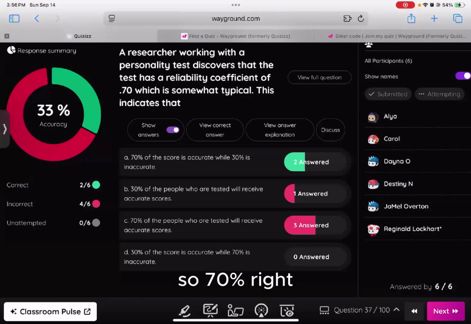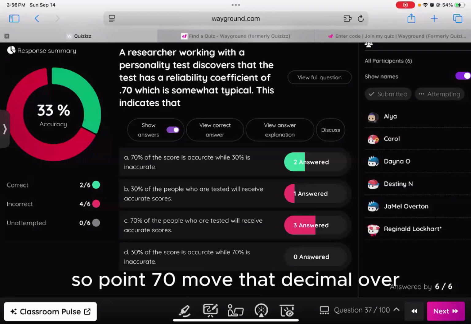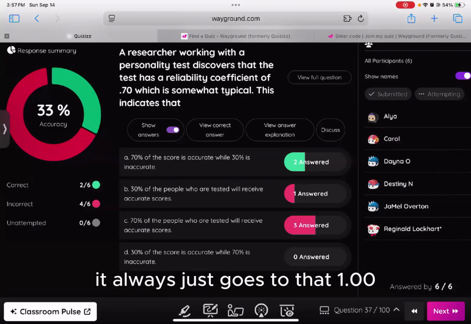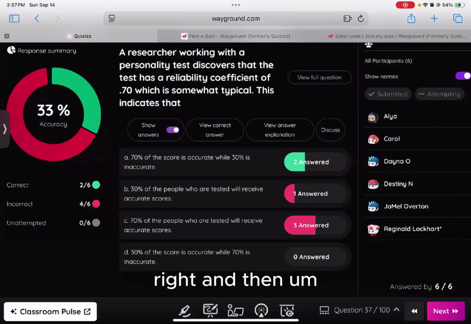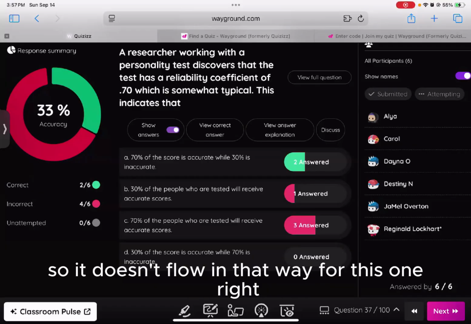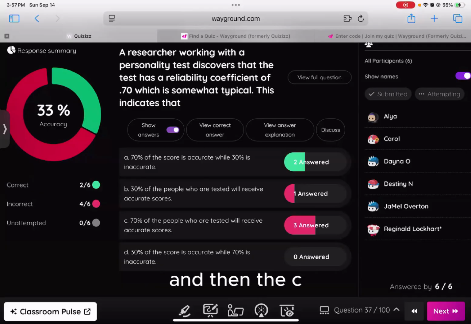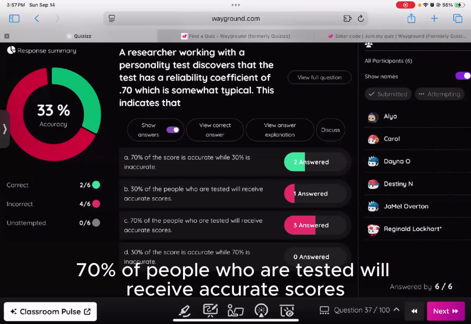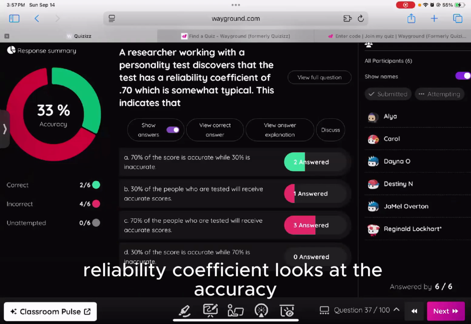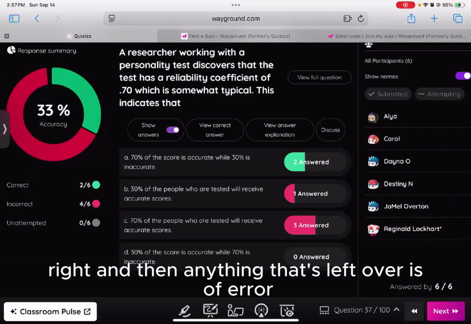So 70%, right? So 0.70, move that decimal over. That means 70% is reliable, while 30%, because 70 plus 30 is 100, right? It always just goes to that 1.00, right? And then B, 30% of the people who are tested receive accurate scores, so it doesn't flow in that way for this one, right? And then the C, 70% of people who are tested will receive accurate scores. So it's just backwards, right? So just knowing that reliability coefficient looks at the accuracy, right? And then anything that's left over is of error.